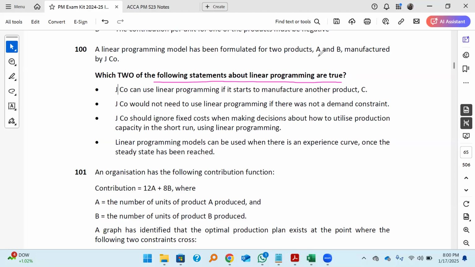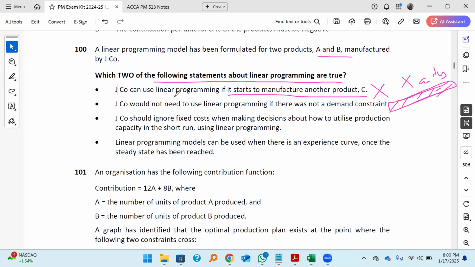Because there are two products, the first statement says that J can use linear programming if it starts to manufacture another product C. This is not true, okay, because we can only use linear programming when we have only two products, because the equations that we have been using have X and Y. So they are not able to solve this when we have three unknowns.